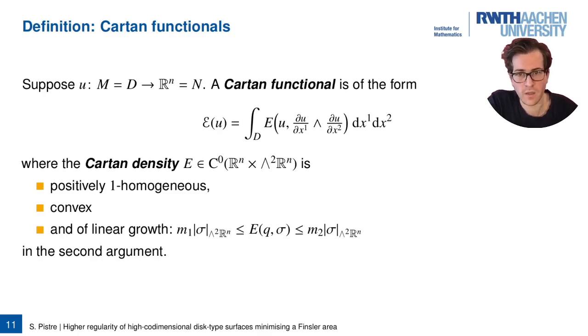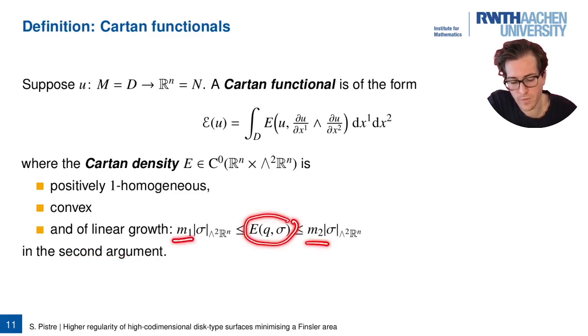And so this is what a Cartan density is, and it should have 3 properties, and they should all be properties in this bivector argument, in this second argument. So the first property it should have is that it should be positively one homogeneous, and it should be convex, and also of linear growth. And so linear growth here means that you take the integrand and you can compare it from above and below with the norm in this space of the argument, right?